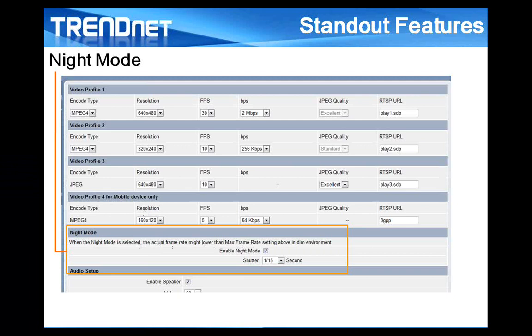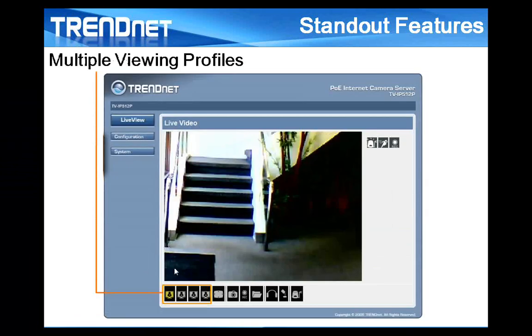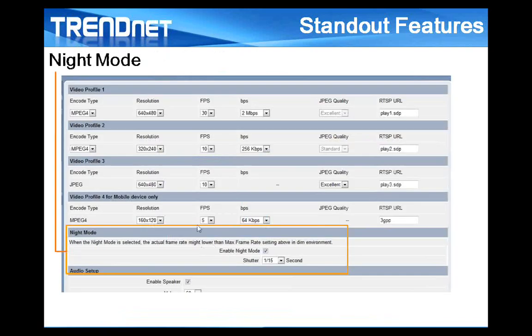And then another thing I wanted to point out was the TVIP 512P and TVIP 512WN have 4 video profiles, which is something new to our cameras as well. And so you can click on any one of these profiles to change the way the viewing format is. And so if I go back one slide here, I want to show you guys, these are where the video profile settings are, same page where the night mode is. And you can actually have different video compression, so it can be MPEG-4 or motion JPEG. You can change the resolution.